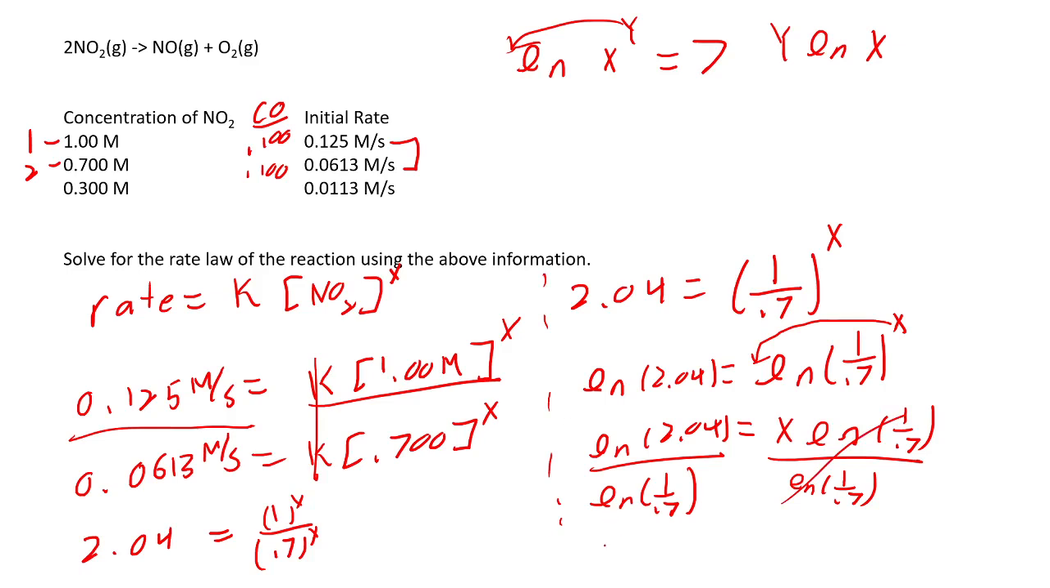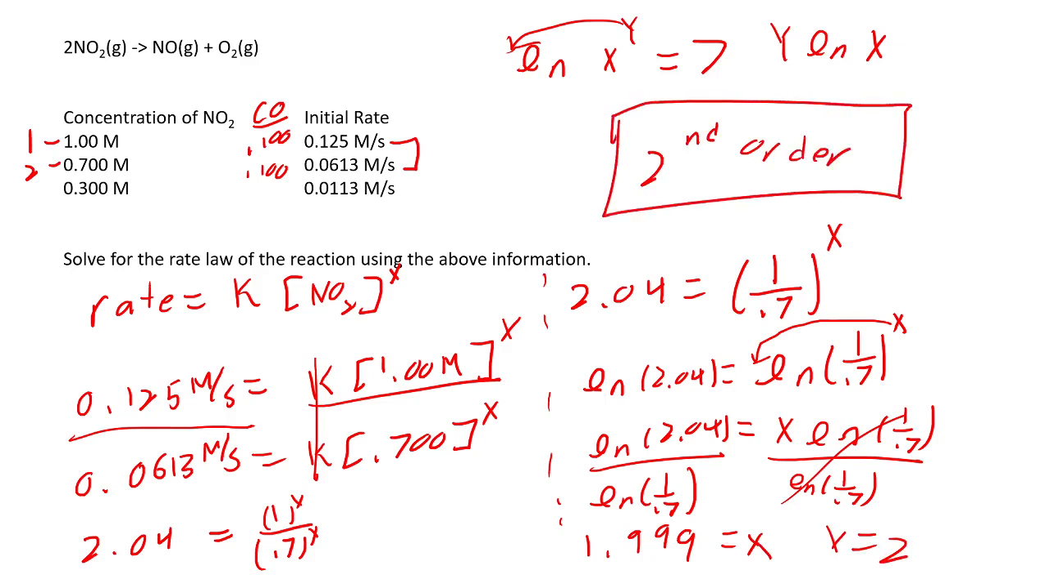So, well, I'm going to write out what my calculator says. 1.999 equals x. Well, that's really close to 2, so we're okay with saying x is 2. And when x is 2, that means we have second order. If we had gotten x was 1, it would be first order. If we got 0, it would be 0 order. If we got 0.5, it'd be half order, for example.